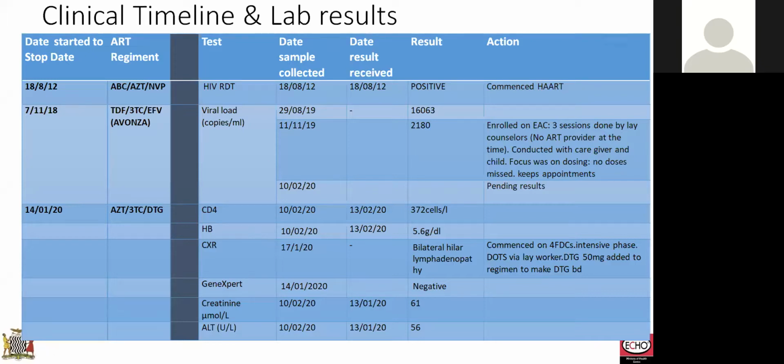Clinical timeline and labs. The child was tested on the 18th of August 2012 and initiated on the same day. She was put on ABC, AZT, and NVP. Then on the 7th of November 2018, the child was switched to TLE, which is Avonza. Then on the 14th of January 2020, the child was switched to AZT, 3TC, and DTG.